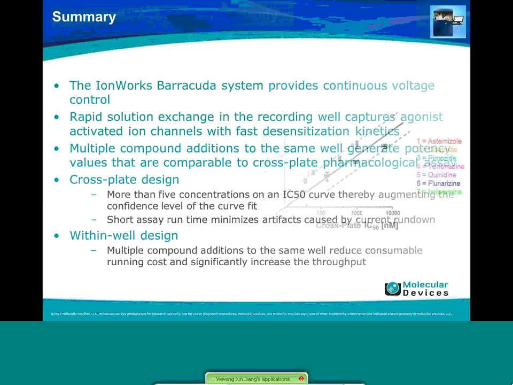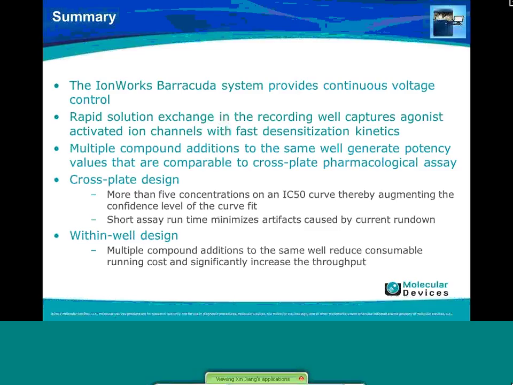So, in summary, what I want to show you today is the IonWorks Barracuda system for the first time provides continuous voltage clamp on 384 parallel recording sites with no multiplexing that allows for continuous recording during compound addition for ligand ion channel, even the fast desensitizing ligand ion channel recording.